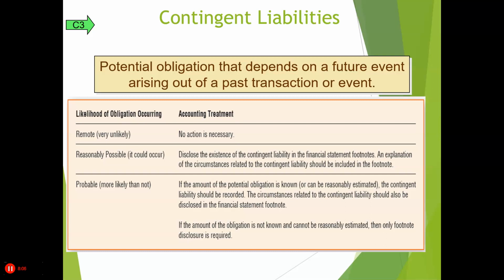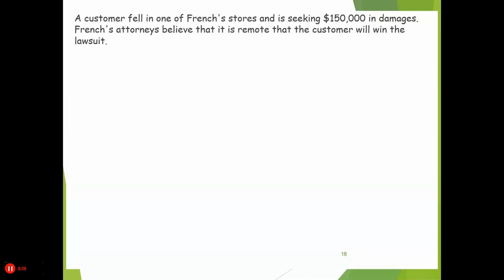So let's take a look at some examples so you get a feel for this. Okay, a customer fell in one of French's stores and is seeking $150,000 in damages. French's attorney believes that it is remote that the customer will win the lawsuit. Now, we would say no effect, but between you and me, I would be accruing legal fees because you probably spend more than $150,000 just in legal fees. So that's something you always have to consider.